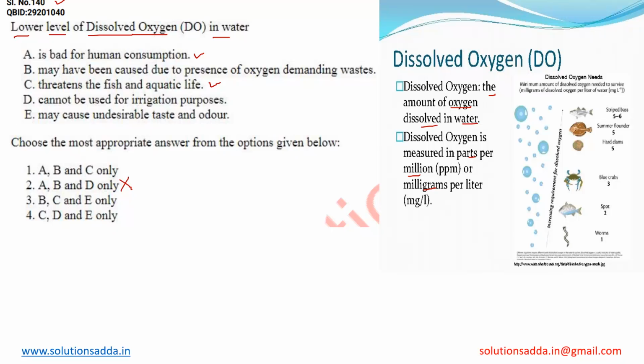Then option D says cannot be used for irrigation purposes. The level of dissolved oxygen in water, whether low or high, will not affect the irrigation. So option D, which is contained in option number 4, we can directly eliminate because it will not affect irrigation. It is not the correct option. We will not choose that. That's why the fourth option will be eliminated.